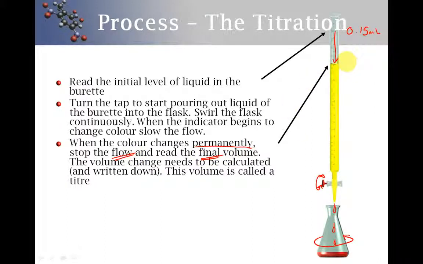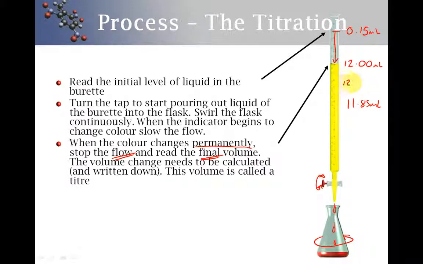Let's say it's gone down to 12.00. Cool, and that is my final volume there. Then we absolutely write down the two things. How much liquid have I used? Well, I've gone from 0.15 down to 12.00, so I've used 11.85 mils.